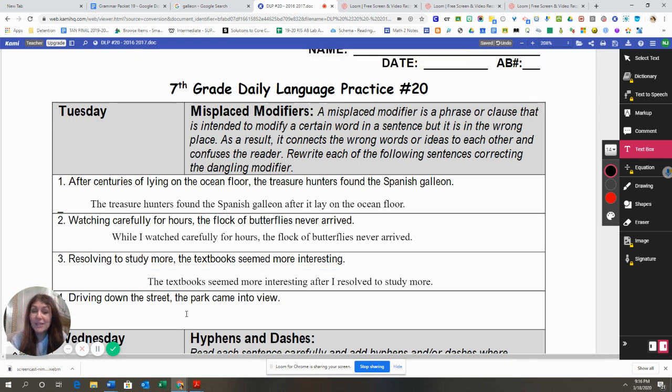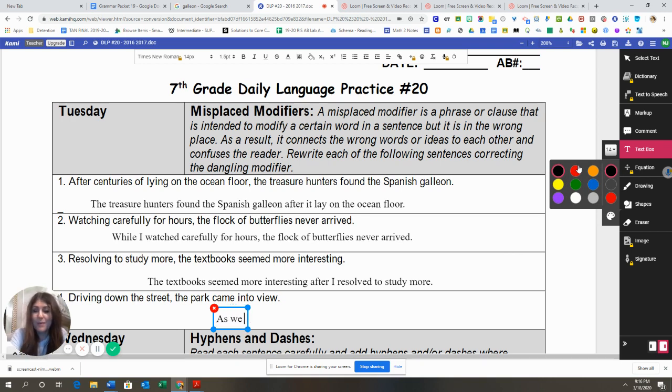Last one, driving down the street, the park came into view. Who was driving down the street? Where's my modifier? It's not even in this sentence. Not even misplaced, it's dangling. So this dangling modifier is dangling somewhere, and I'm trying to put it back into the sentence. So driving down the street, the park came into view. Who was driving? Let's add some more people than just me. So let's go back here. As we were driving down the street, the park came into view.